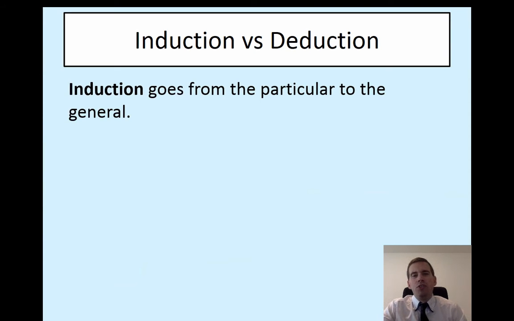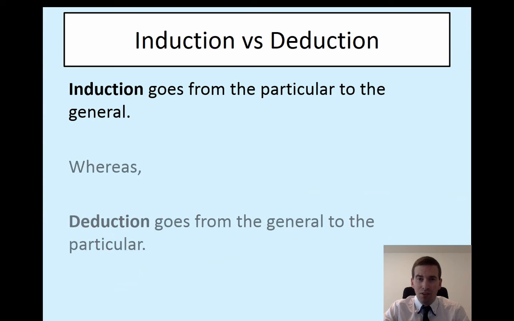So we can say that induction goes from the particular to the general, whereas deduction is the other way. It goes from the general to the particular. So what do I mean by this? Let's look at them individually.